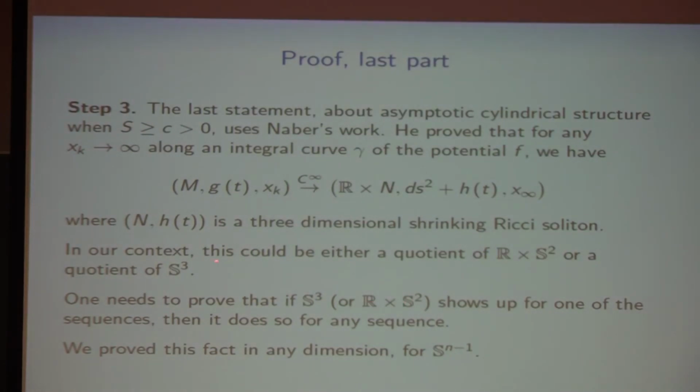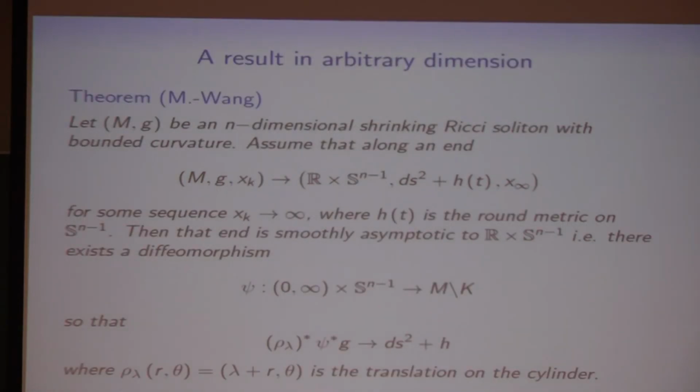We prove it for S3. So basically, we show that if S3 times R, well, I meant here R times this, R times that, so if R times S3 shows up one time, then it does show up for all of them. And that we can prove in any dimension, although it's quite technical if you do it in any dimension. So this is the result I'm going to talk about today.